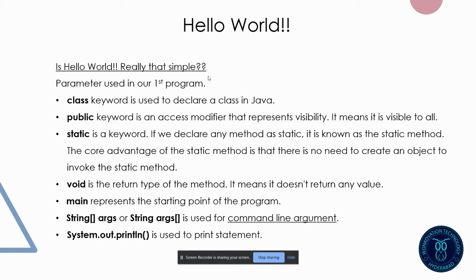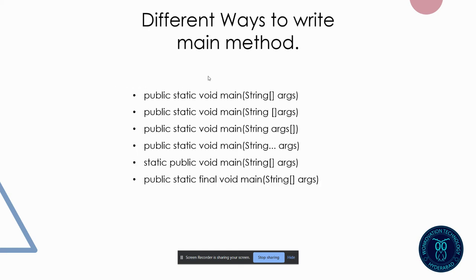System.out.println is used to print the message statement which is passed in these parentheses. Now, the different ways of declaring the main method.